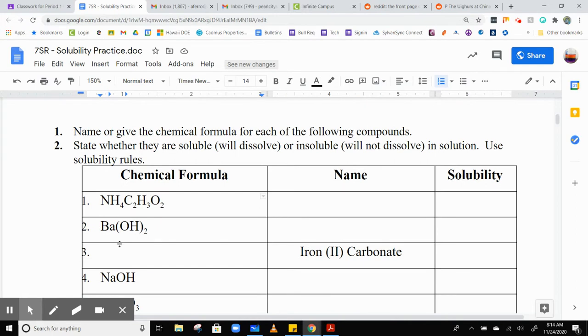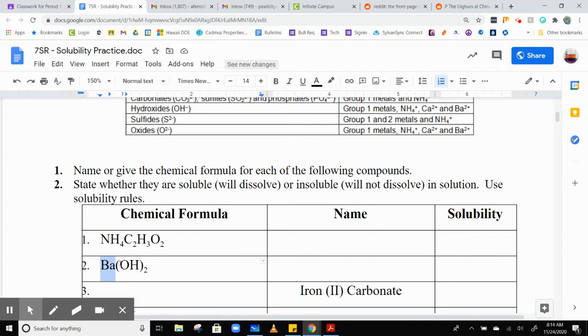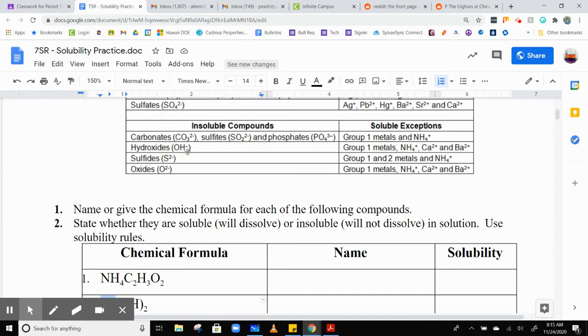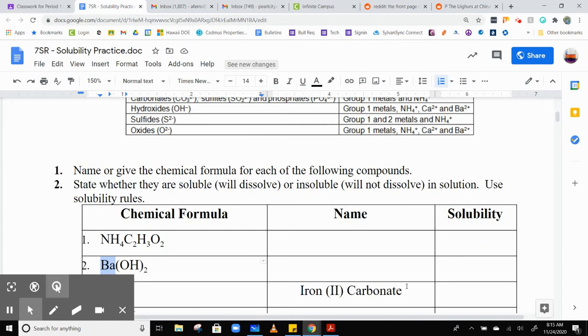Barium hydroxide. This is barium, and this is hydroxide, OH. Barium is in the first two columns, so it's just barium hydroxide. We don't need to write the Roman numerals for the name, if you recall. Now it says here that hydroxides are generally insoluble. However, group 1 metals, NH4 plus, Ca2 plus, and barium are soluble. So this one is soluble as well. That's how you're going to do it. You're going to look, starting here, at the cation.